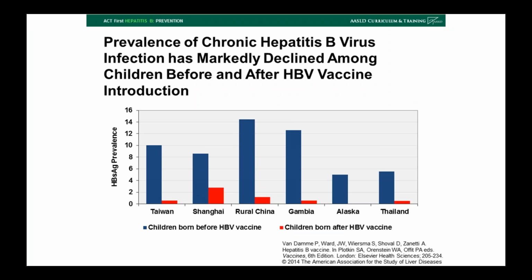The blue bars represent children who have chronic hepatitis B, and these were born before the vaccine was available. The red bars represent children who now have chronic hepatitis B, and you can see the significant decrease in the number of children with chronic hepatitis B after the vaccine was introduced.